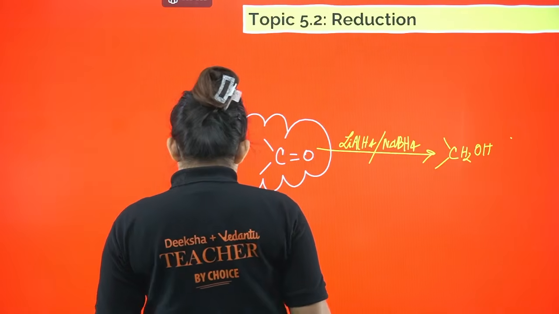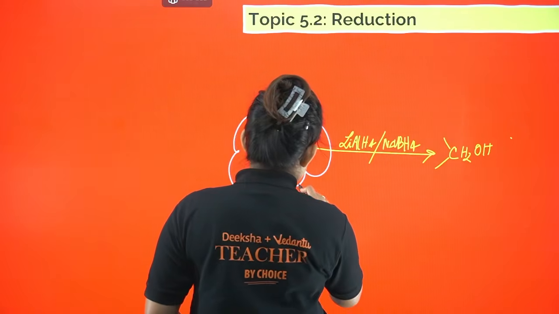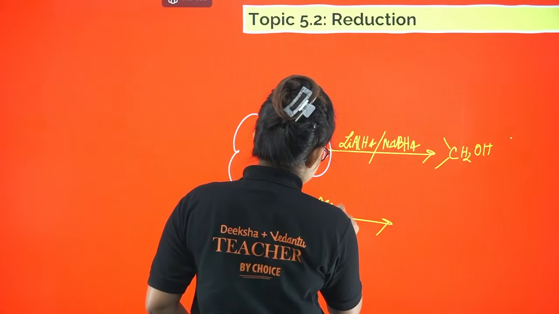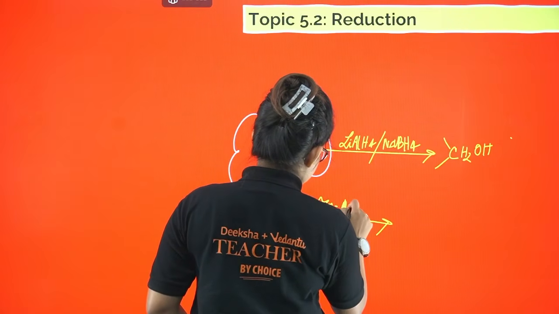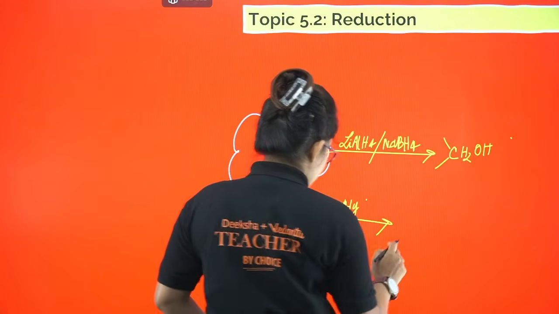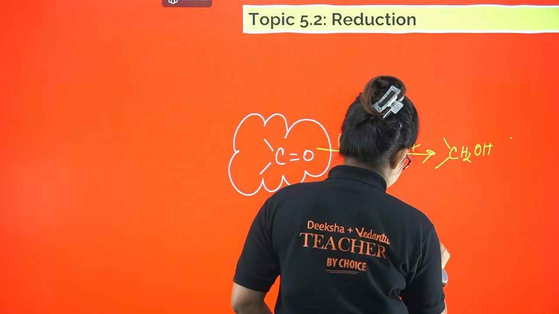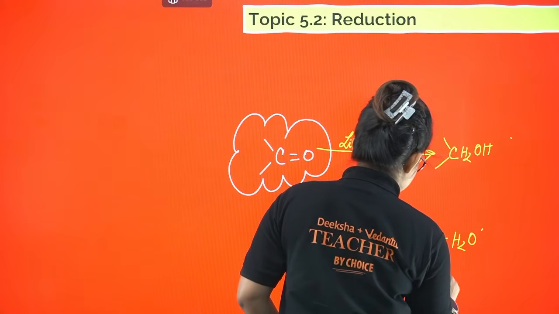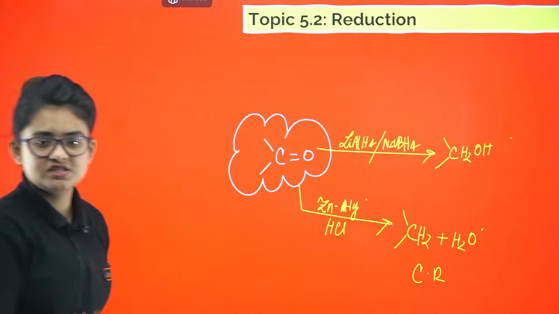Fine. Now if I want to proceed with Clemmensen reduction, what is the reagent? Zinc amalgam, ZnHg in presence of HCl, right? It will give you the hydrocarbon. Okay, this is your Clemmensen reaction. I'm just writing CR, meaning Clemmensen reaction.